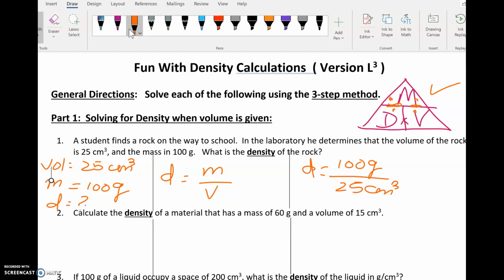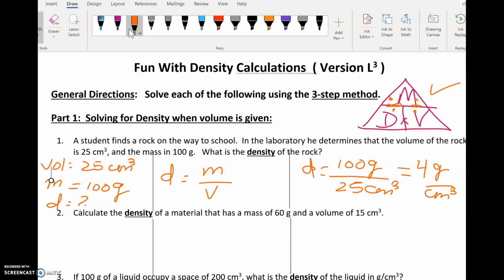If you guys ever watch television shows that are medical dramas, they always talk about give me 1 cc of such medicine. That cc is cubic centimeter, which is also equal to 1 mil. All right, 1 cubic centimeter is equal to 1 mil. So 100 divided by 25 is going to be 4 grams per cubic centimeter. Notice density has both of these units.